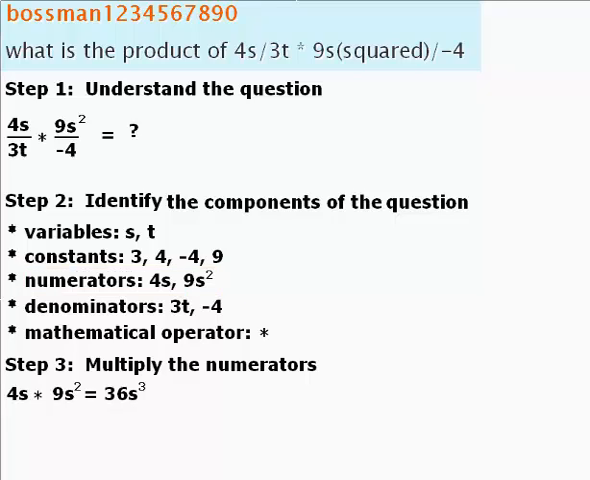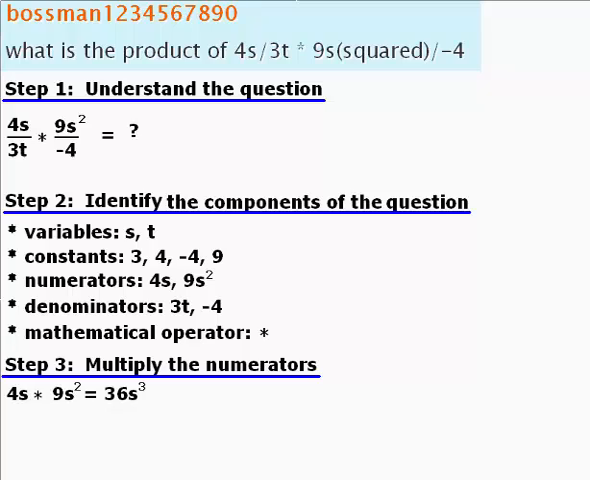Just in case you're confused by this step, let's go back to understanding the question and identifying the components of the question before we multiply the numerators. From step 2, we understand that we are dealing with the variables s squared, and s cubed. To simplify this, let's think about only the variable s. In other words, let's focus only on the s times s squared part.